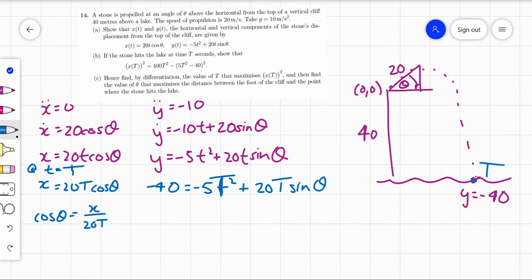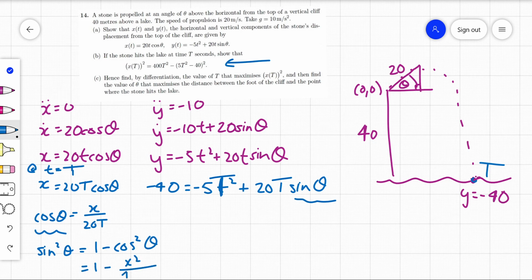Now you can see with what we're trying to find, there is no angle in there. So what we can do is substitute. If we know cos theta is x on 20T, we can substitute that in for sine theta once we know what sine theta is. So what is sine theta? Remember, sine squared theta is 1 minus cos squared theta. So that's x squared on 400T squared. All right, so let's use that. Well, let's first make sine theta our subject for our y, and that'll make it easier.